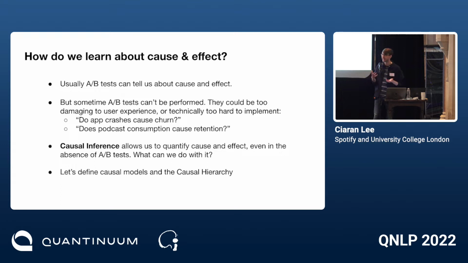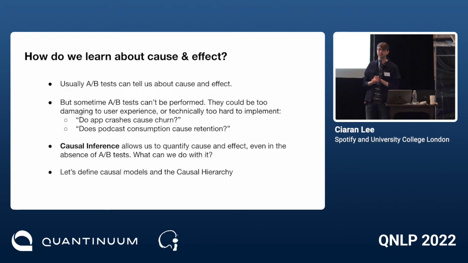Well, the gold standard is usually running what in industry is called an A/B test, but in the medical literature, we call these a randomized control trial. So when we do this, we randomize whether you receive treatment or not, so any influence of a confounding variable is removed because it is random allocation. And so we can truly reason about cause and effect in these situations. But there's lots of cases where we can't run A/B tests or randomized control trials. For instance, they could be too damaging to the user experience. They could be technically too hard to implement.